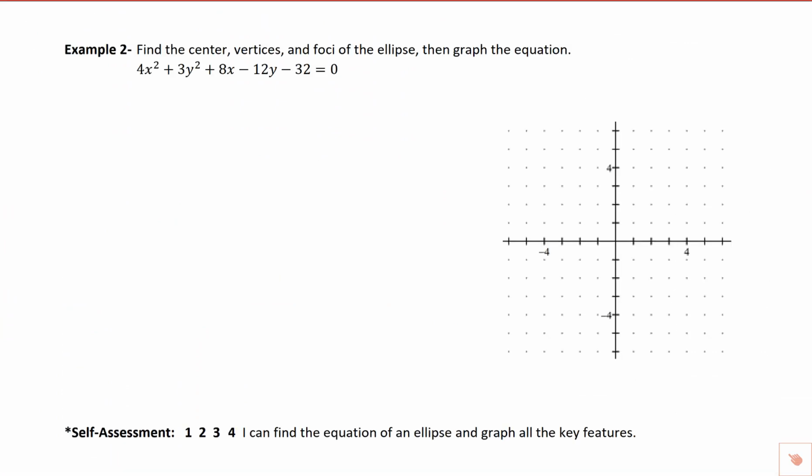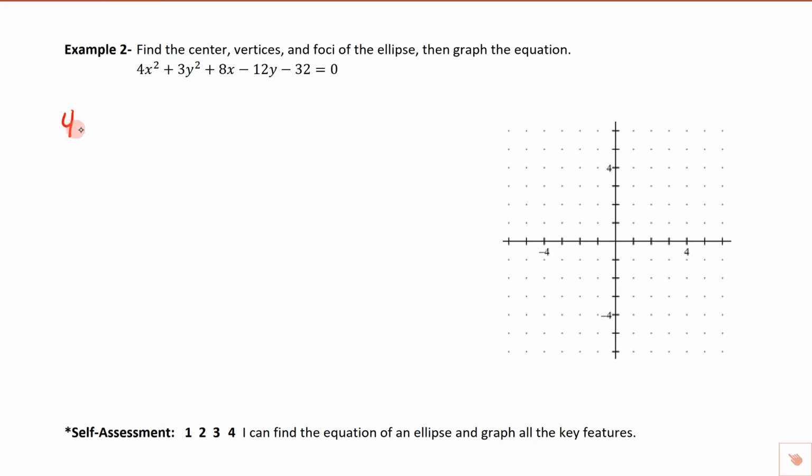Okay, one more to do. It says find the center, vertices, and foci of the ellipse and then graph the equation. So we need to do all of this. Okay? And in order to put it in that format, again, there's perfect squares in each one of these conic sections. So I'm going to arrange these together, and we're going to keep in mind some stuff that we did about a month ago. When we're completing squares, just like we did with parabolas and with circles, we've got to be compensating on both sides.